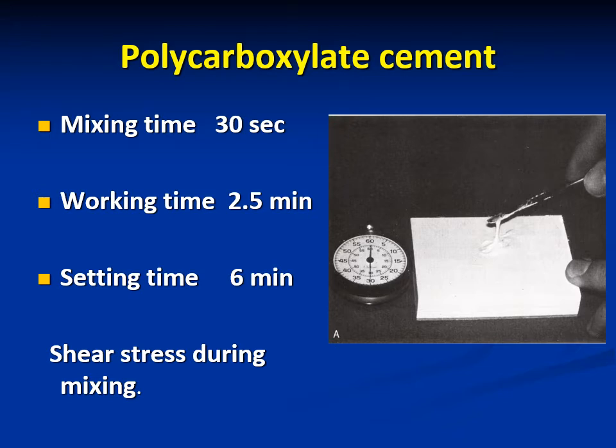To reduce this viscosity, to obtain lower film thickness, we have to apply shear stress during mixing. How can we apply shear stress? We apply shear stress by spreading the mixed cement and squeezing it between the glass slab or the paper pad and the spatula, as if we squeeze them in one direction. And this will give a reduced viscosity of the cement, which is almost comparable to that of the zinc phosphate.